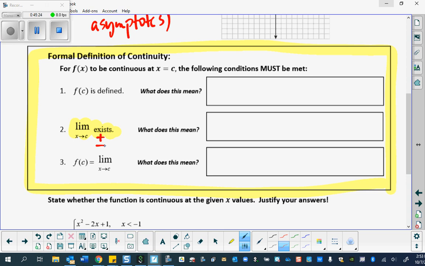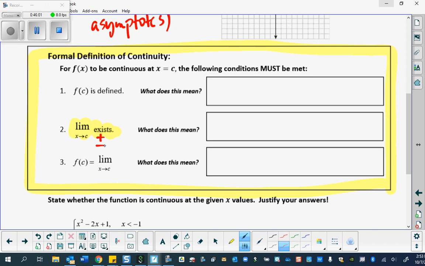So if you fill in those little boxes, when we talk about f of c is defined, inside that little box, write the phrase no holes. Because we want to make sure that f of c is defined. That means that there are no holes. If the limit exists, that means it exists from the left and the right. It matches from the left and the right. By the way, those things have to match.